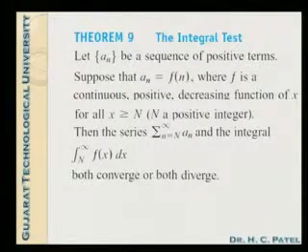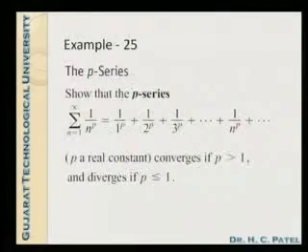Let us see the theorem which is known as the integral test. Let an be a sequence of positive terms. Suppose that an is equal to f of n, where f is a continuous, positive, decreasing function of x for all x greater than or equal to n, where n is a positive integer. Then the series sigma an and the integral from n to infinity of f(x) dx both converge or both diverge. So in this test, the series and the integral both simultaneously converge or both simultaneously diverge. Here let us see the geometry for this.